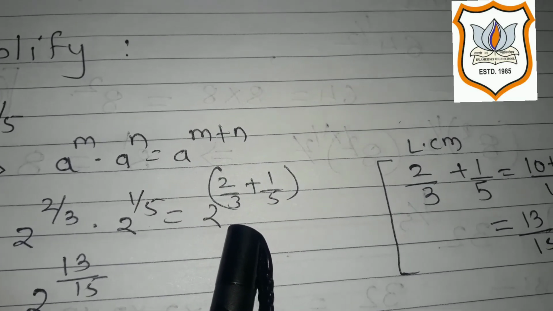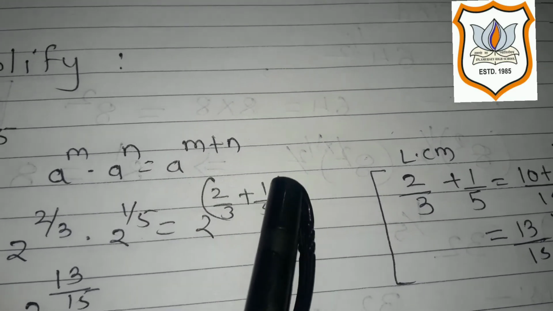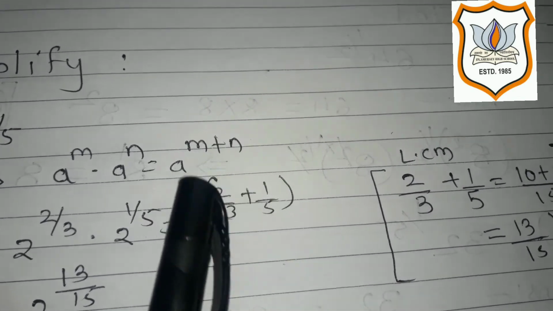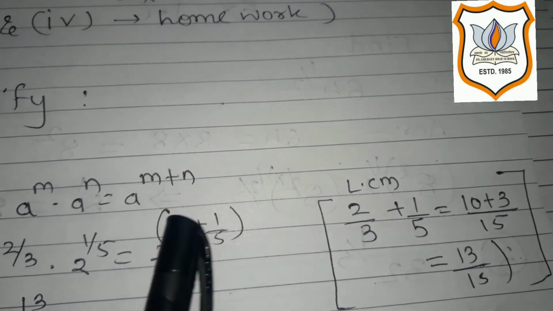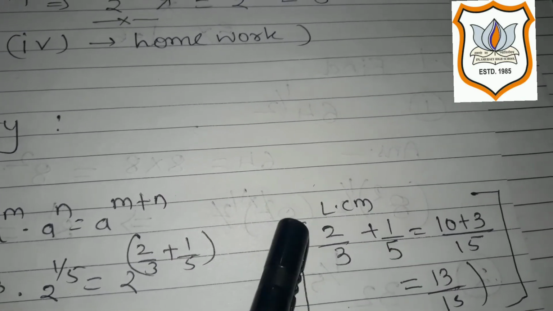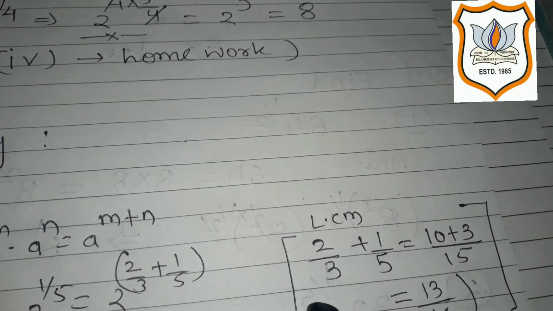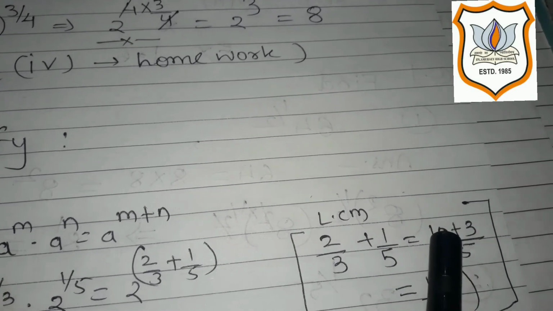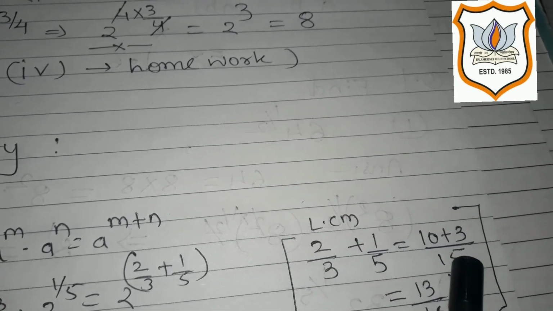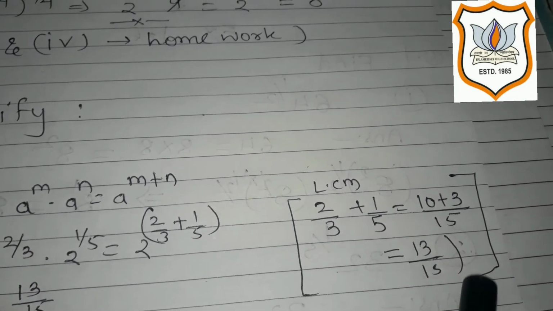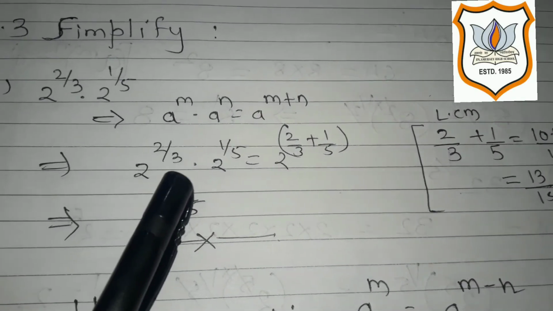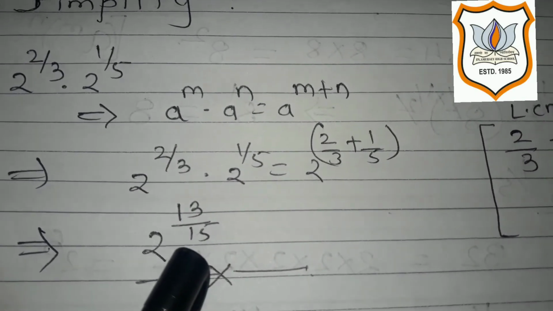Commonly we can write 2 to the power 2 upon 3 plus 1 upon 5 on taking LCM of these numbers. How can we take LCM? Very simple method. Just multiply 5 to 2, which is equal to 10, and 3 to 1, which is equal to 3. 10 plus 3 divided by 3 into 5 in the denominator. Hence the result is 13 upon 15. And this is the final result, 2 to the power 13 upon 15.